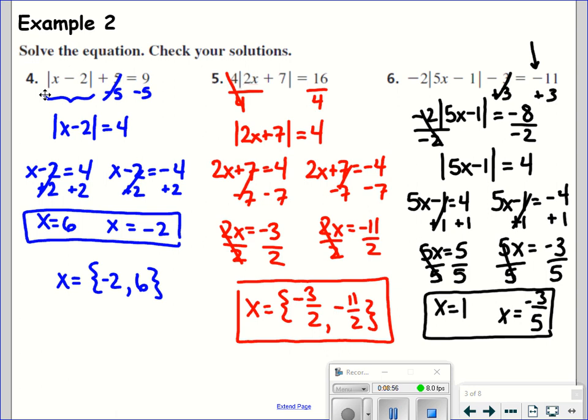Again, not too terrible, as long as we remember when we can make the decision, whether we split it up and do two equations or whether we just say there's no solutions. Be very wary that you have the absolute value isolated before you make that call.